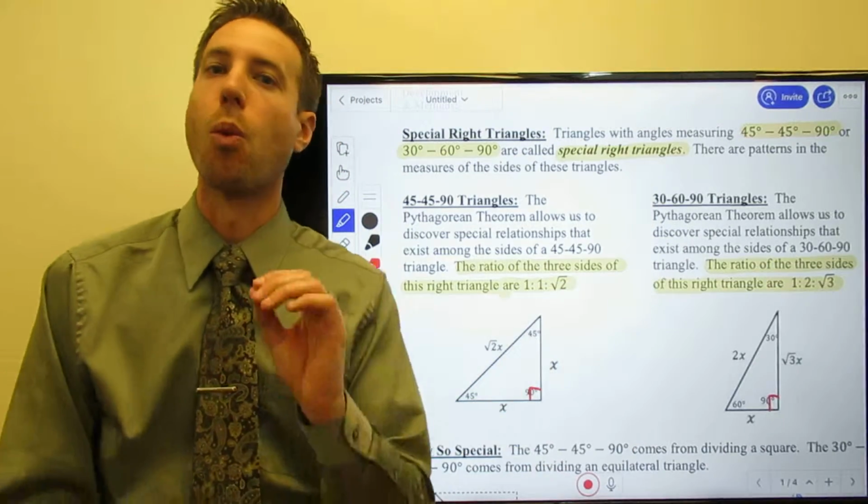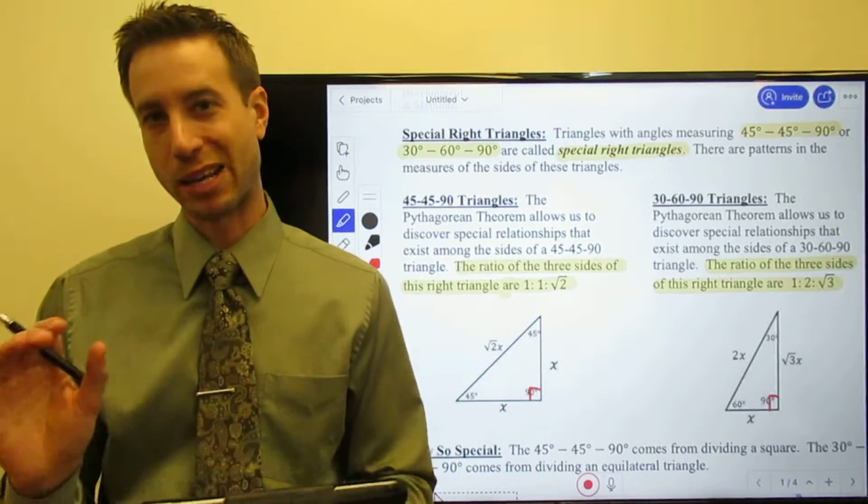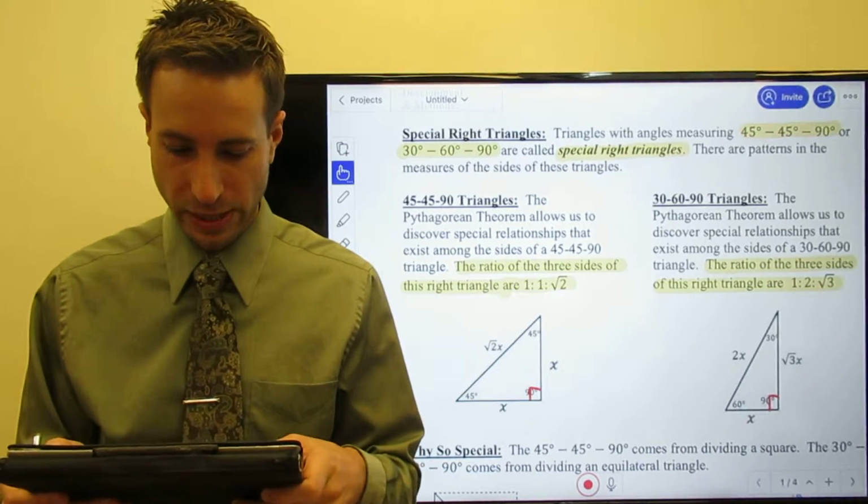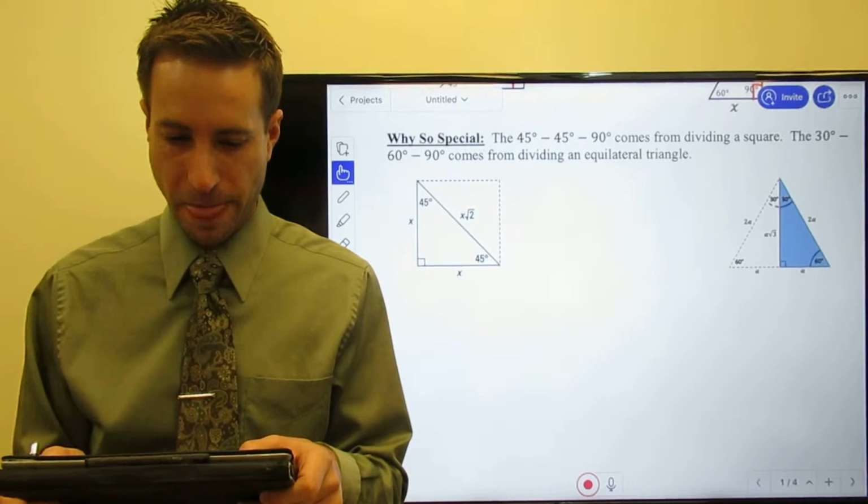All right, now, why are these ones so special? Why do we call these our special right triangles? Well, here's the reason why. Here's where they come from.